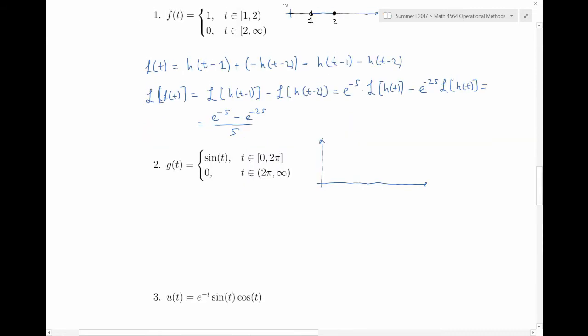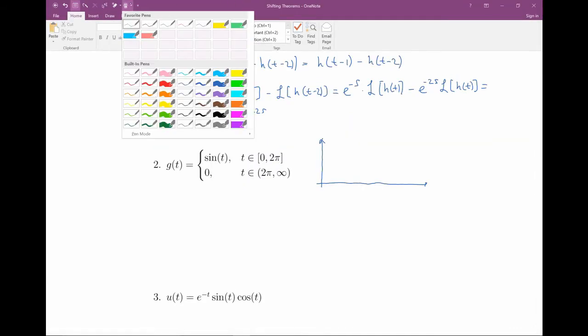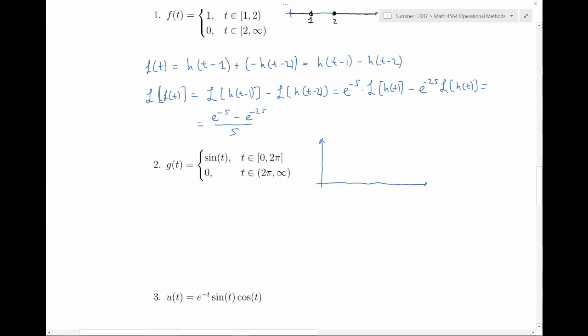But only for a short period of time. It's a sine function, starts at 0, goes all the way to 1, comes back to 0 at pi, becomes -1, becomes 0 at 2 pi, and then from then on continues as 0.